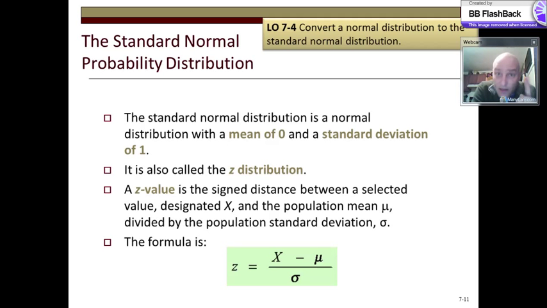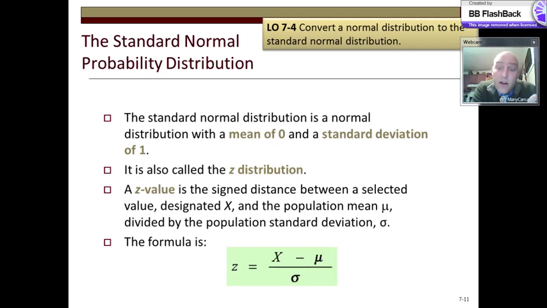So the z-value is a signed distance between the selected value designated x. So we're going to use some x value. You're going to tell me some raw score x. And now I'm going to generate from it a signed distance. That signed distance is the z-score, positive or negative, and how far away. Its z-value is a signed distance between the selected value x and the population mean mu divided by the population standard deviation sigma. And that's the formula down there. That's it. There's only 3 parts to it.